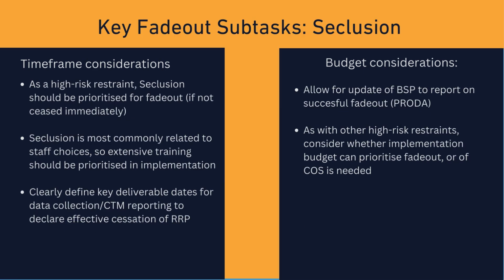And thinking about seclusion now. Seclusion is also a high risk restraint. It should be prioritised for fade out or ceased immediately. Seclusion is often related to staff choices when we're talking about staffed houses or supported accommodation. So it can be that extensive training in the early part of implementation can mean that seclusion is ceased rather than faded out very, very quickly.